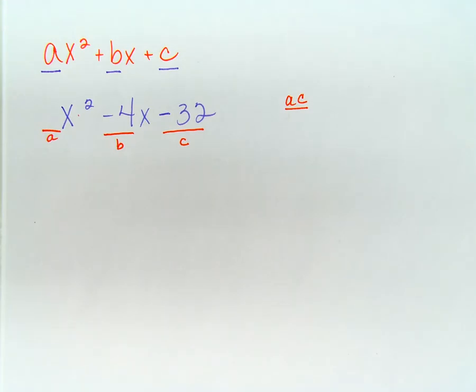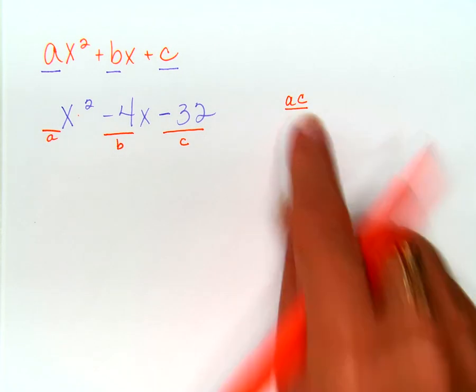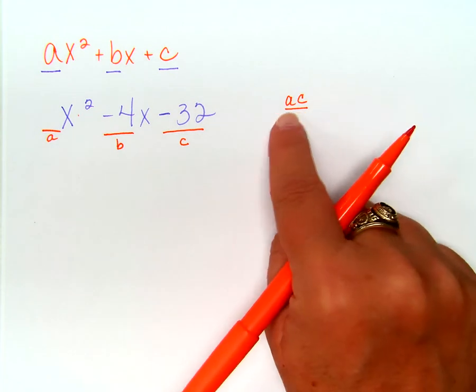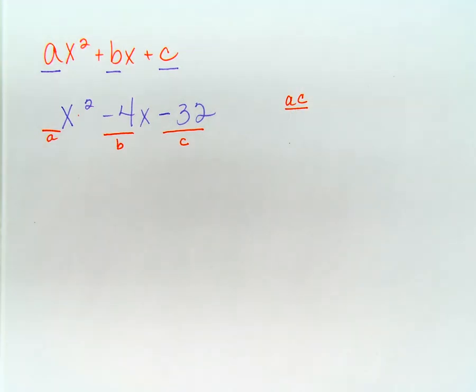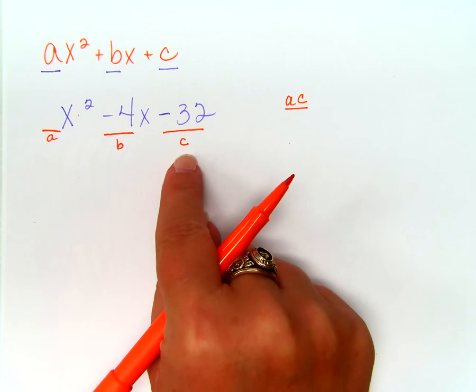So what do I want to do with A and C? Multiply them. How did you know that? It doesn't say multiply. There's no dot. Oh, they're right next to each other. That could just mean they're friends. But it doesn't, right? They're probably friends. I don't want to judge that. But when they're sitting next to each other, you know that means that you got to multiply them, right? So in this case, A is 1 and C is negative 32.